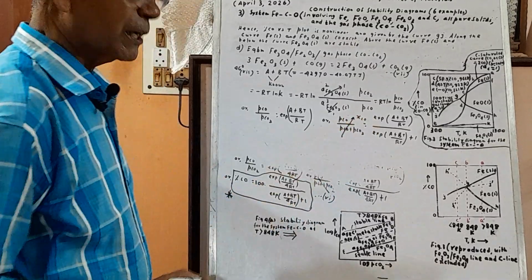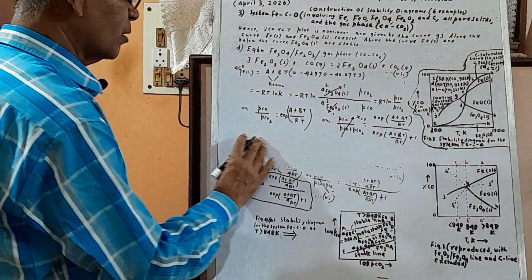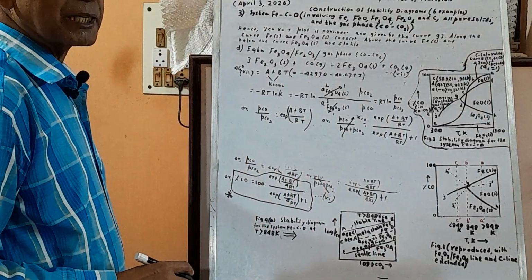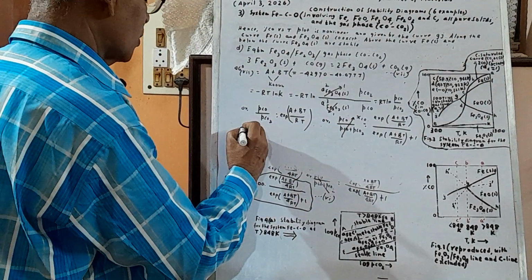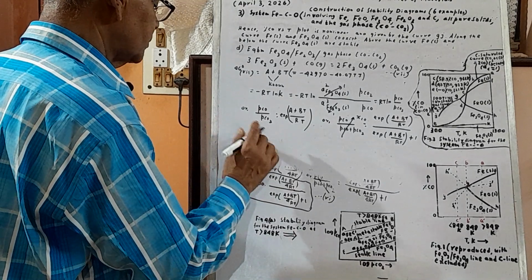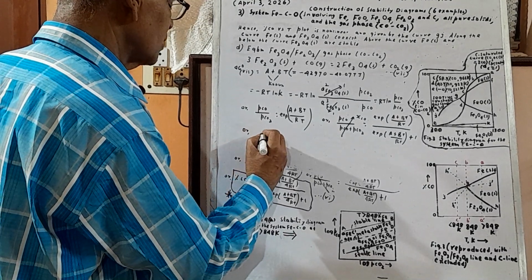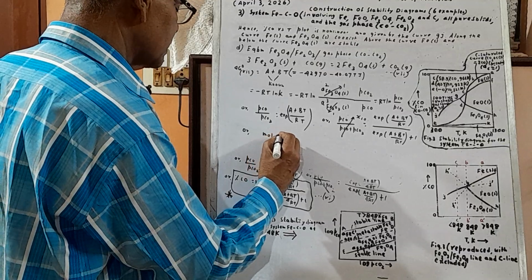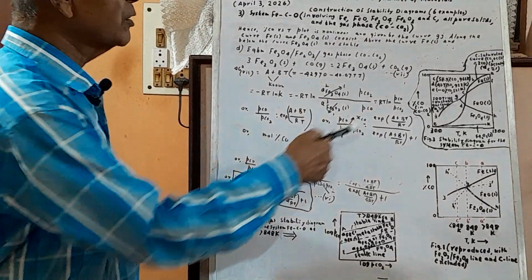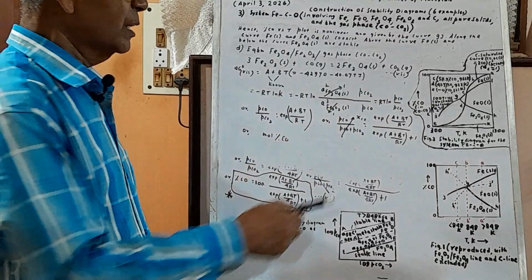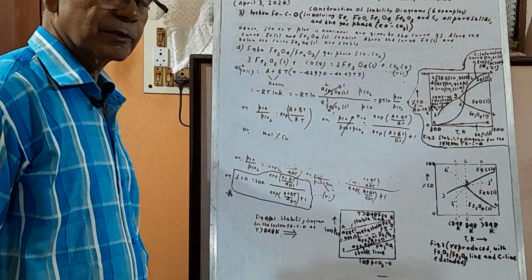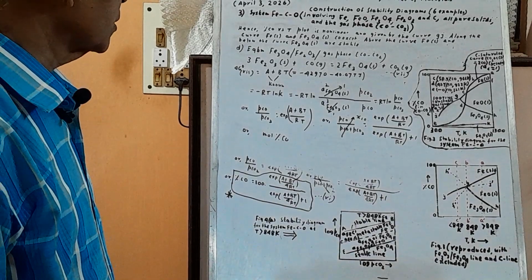Or you write percentage CO like this. Percentage CO is 100 times the mole fraction. This is mole fraction, mole percent. Percent means mole percent. Why mole percent CO? Because percent CO means mole percent. Remember this, this percent is mole percent. Okay? Mole percent CO.